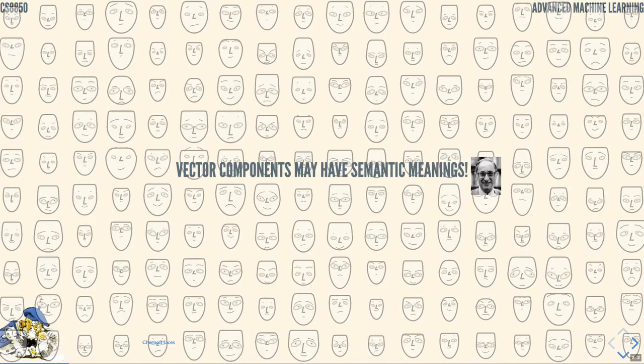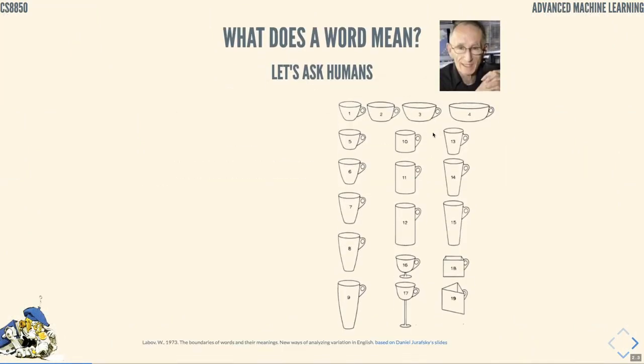But what if we want to vectorize words by meaning into some form of a semantic space? So, what does a word mean?